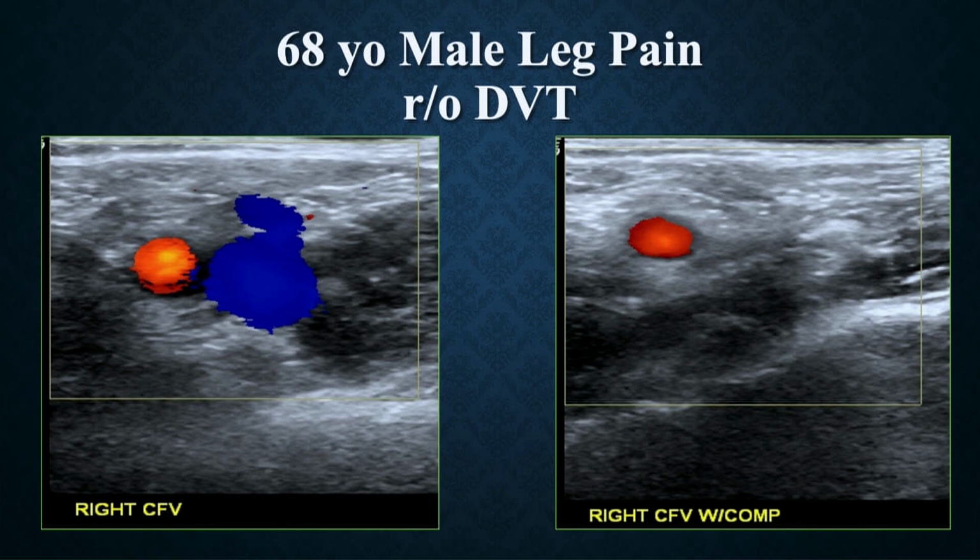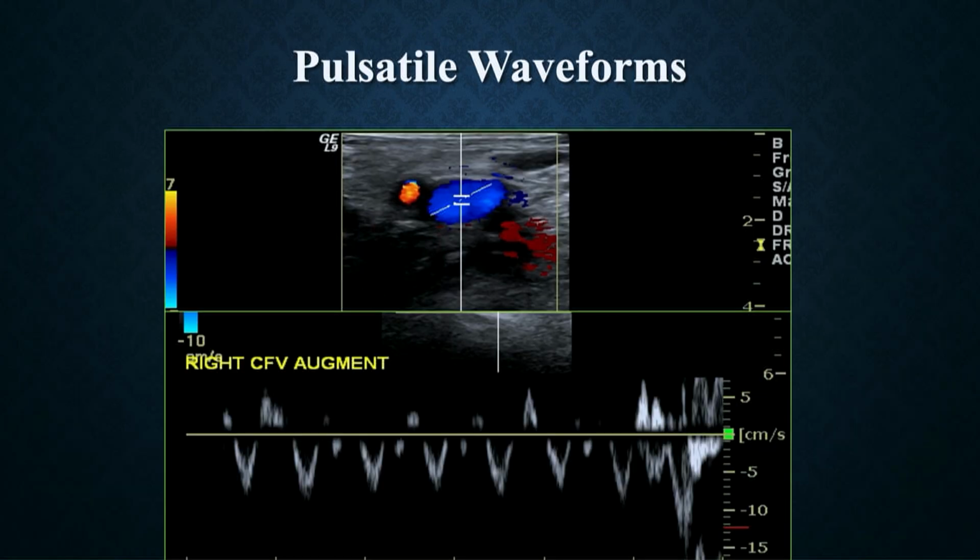All right, couple last cases before I quit. Here's a 68-year-old male with leg pain. It's compressible, but look at the waveform, very pulsatile. I know that the reflex for many of us is to say, oh, that kind of pulsatility, there must be an AV fistula. But an AV fistula doesn't look like this. An AV fistula is high velocity flow in one direction because of the pressure gradient from the artery to the vein. It's not going to be bidirectional.